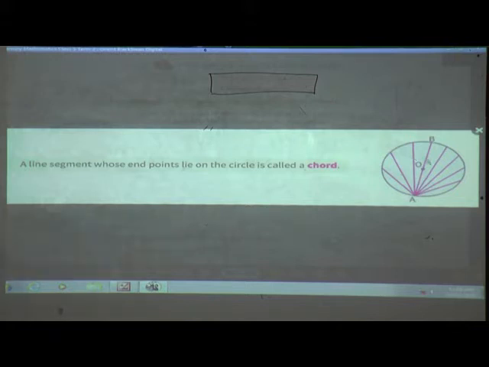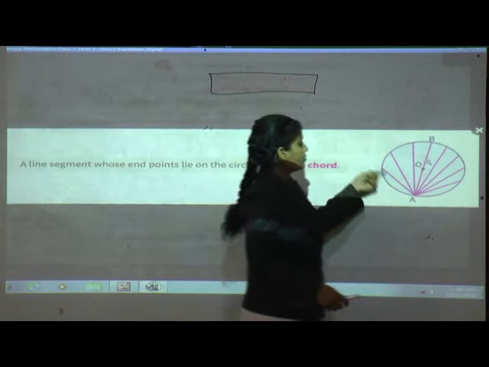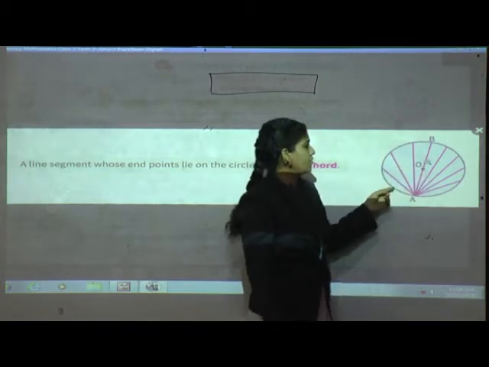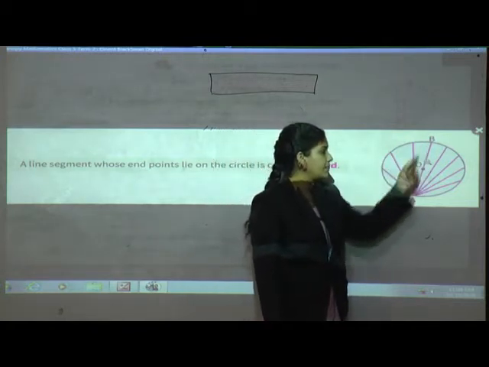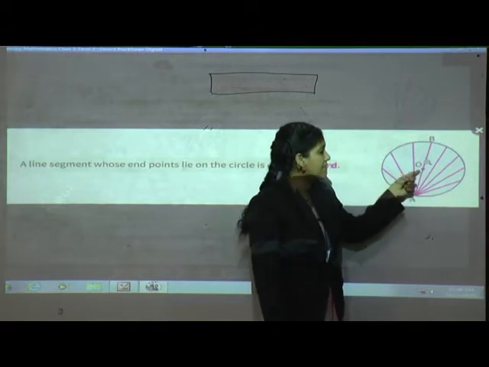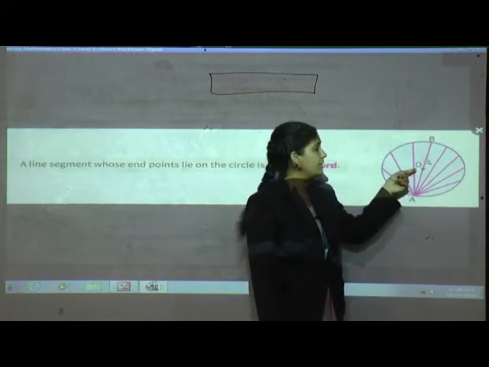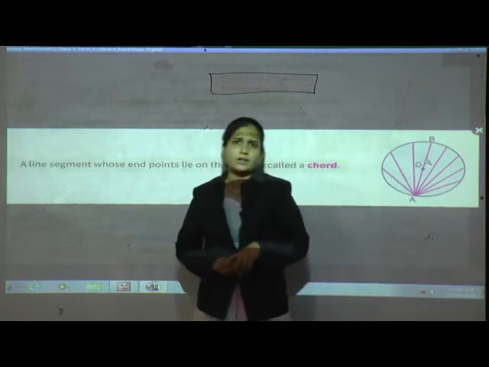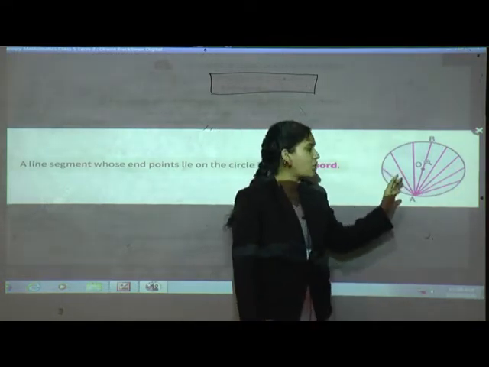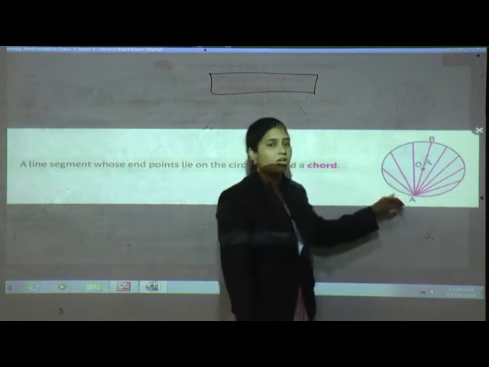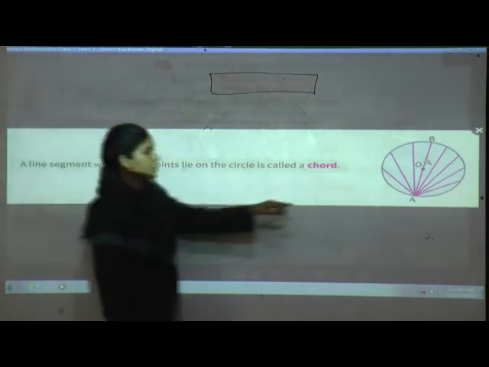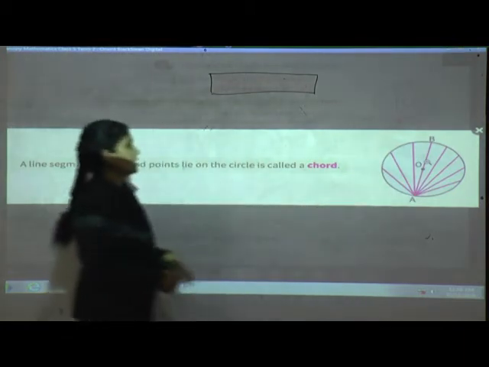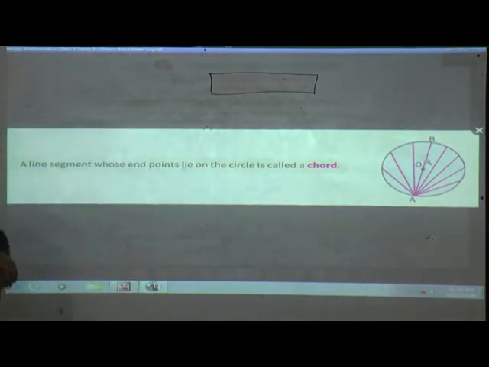That means we can draw so many chords. See, what can you observe in this figure? Here is one diameter. Yes, this AB is passing through the center O. It is a diameter. So is it a chord? Yes, this one is a chord, because what is the definition of a chord? A line segment whose end points are on the circle is called a chord. That means diameter is also a chord.